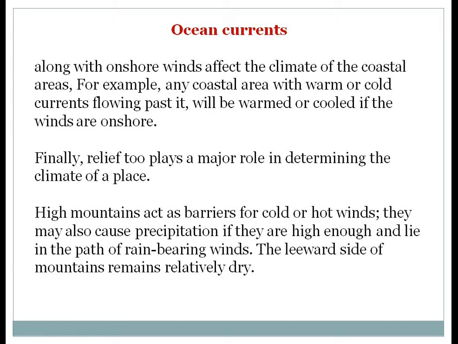Finally, relief plays a major role in determining the climate of a place. Okay, so relief feature, as we are seeing, the high mountain acts as a barrier for cold and hot wind. They may cause precipitation if they are high enough and lie in the path of the rain bearing wind.